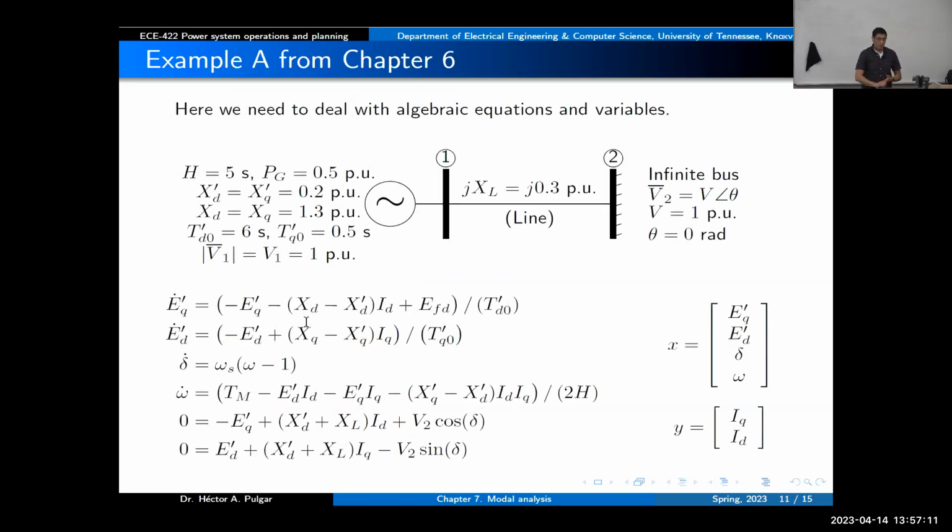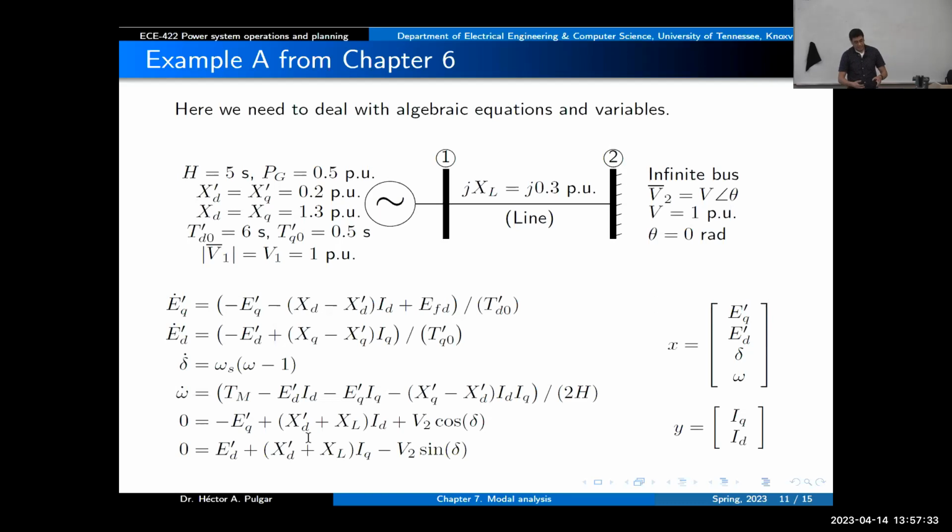I think we were here. Example A, what is the difference with the previous example? The system is similar, we just have here the two-axis model. With the two-axis model, then we have 4 state variables, 4 differential equations, 2 algebraic variables, and 2 algebraic equations.